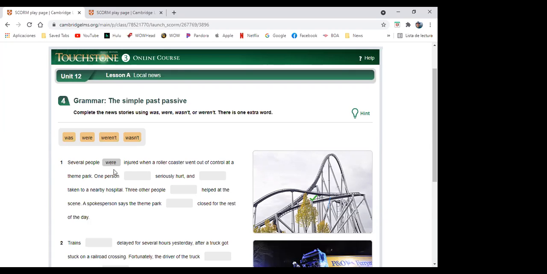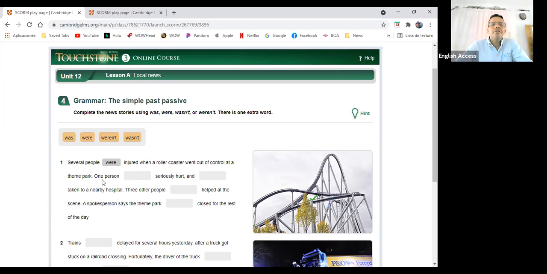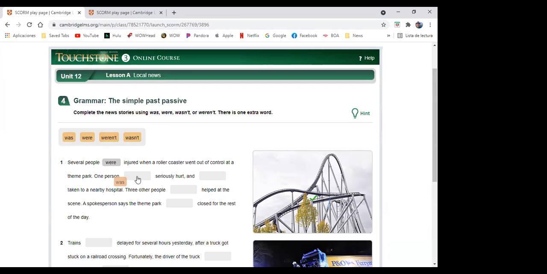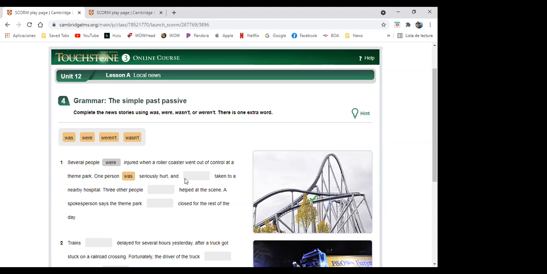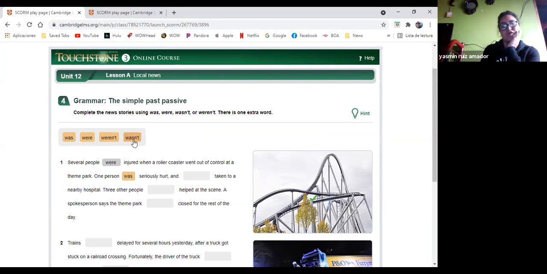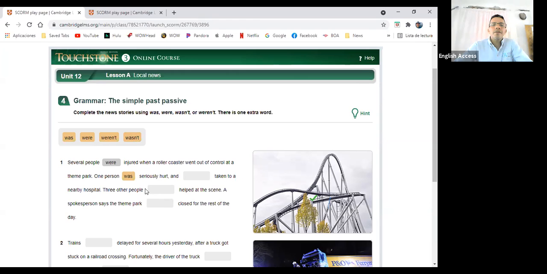Several people were injured when a roller coaster went out of control at the park. One person was seriously hurt and wasn't taken... Are you sure it wasn't? Okay, let's put wasn't. Okay, it wasn't taken to a nearby hospital.